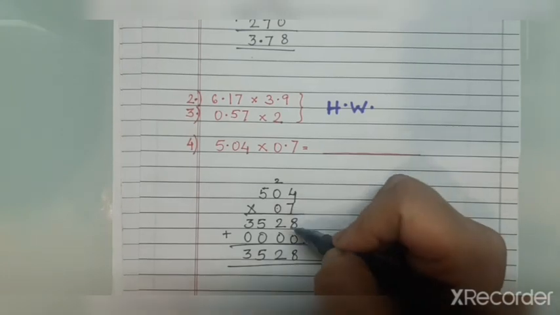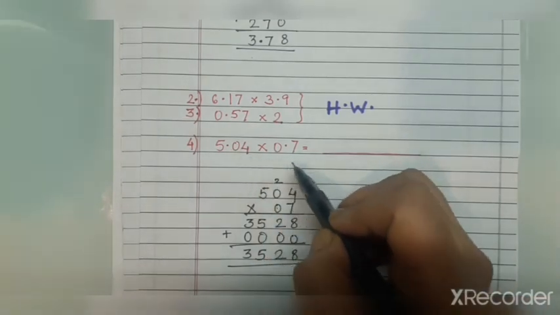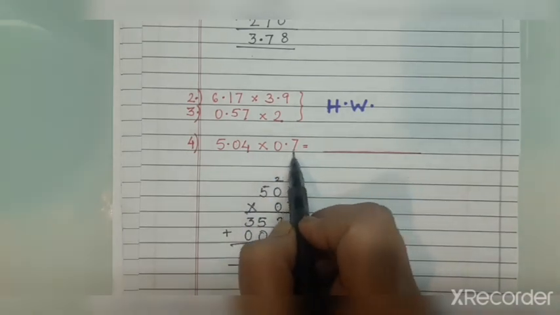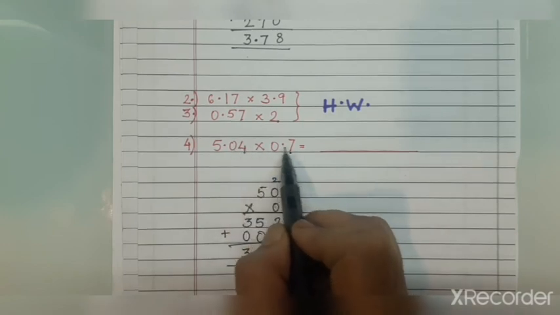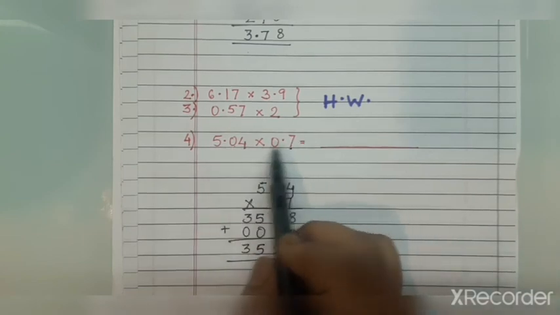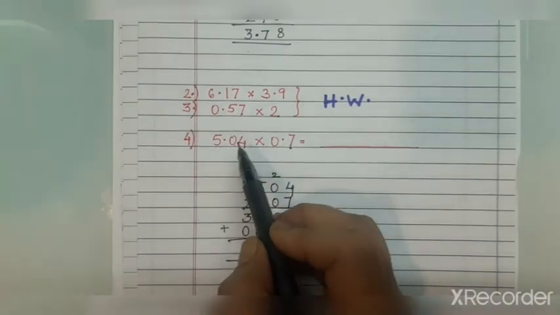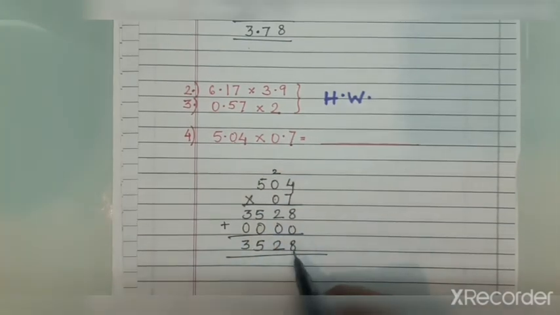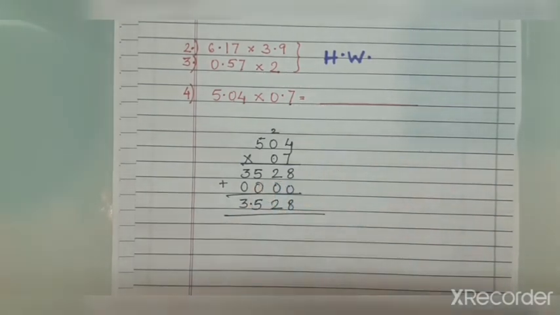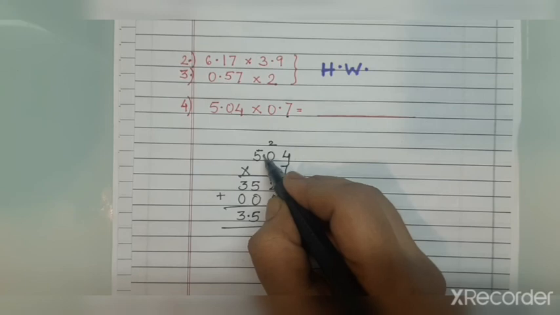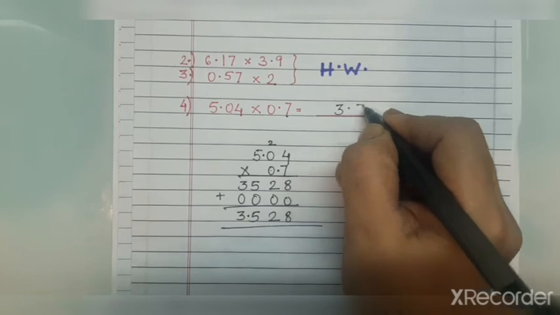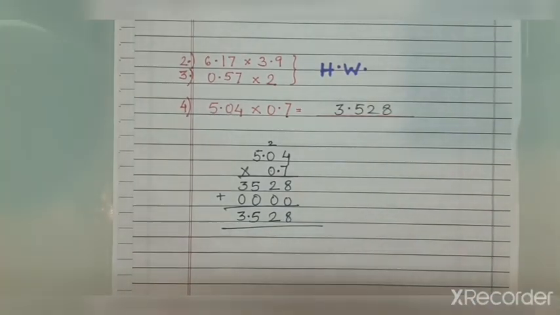Now we have to count the decimal places. So if you see here, the first number has 2 decimal places and the second number has 1 decimal place. So 1, 2 and 3, altogether 3 decimal places. Remember, we have to count both the numbers' decimal places together. So 1, 2 and 3. So from the right hand side count 3: 1, 2, 3 and then put a decimal. And after solving, if you want, you can put a decimal in the question also. And now I write the answer 3.528.